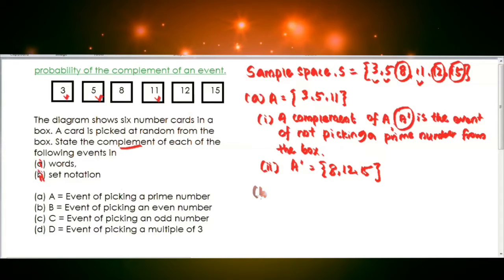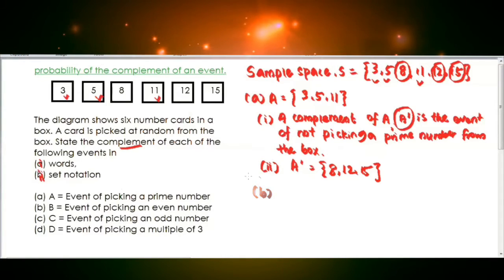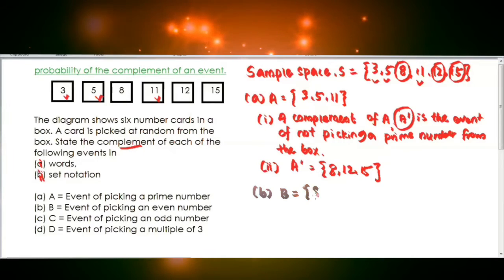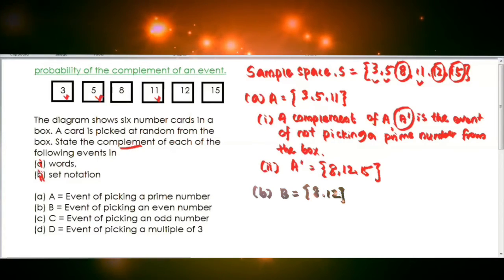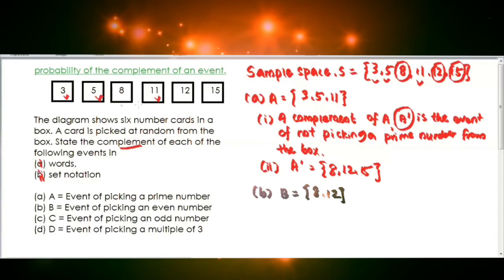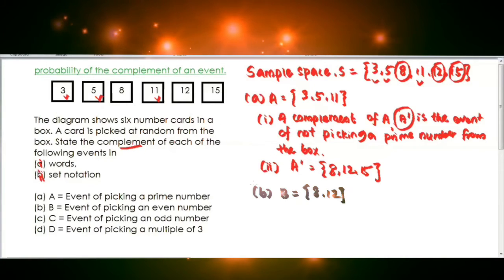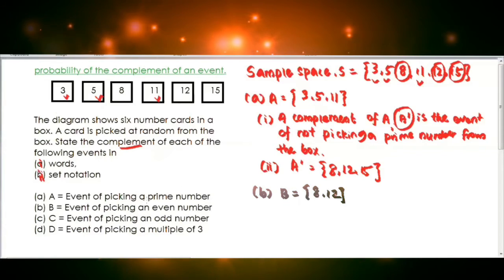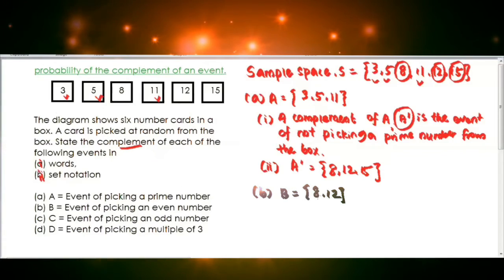Okay, we try one more question. B: the event of picking an even number. Let my event be B. As I know, the even numbers are 8 and 12, and the others are odd numbers, right? So when the question requires us to find a complement, it means we need to find the answer which is not an even number.